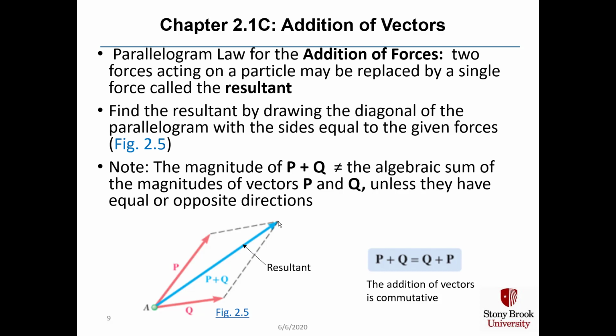And we take this resultant, which is equal to P plus Q, and we start it out at particle A, which is where P and Q act, and we draw it here across the diagonal of the parallelogram to our point. Now the magnitude of vector P plus Q does not equal the algebraic sum of the magnitudes of vectors P and Q unless P and Q are in the same direction. And the addition of vectors is commutative, which means that P plus Q does equal Q plus P, in vector speak.